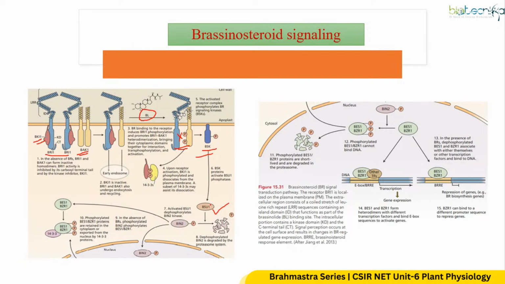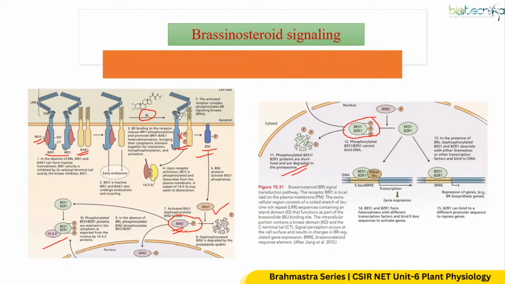This phosphatase, so what is the role of a phosphatase? To remove the phosphate from the target. And who is the target over here? BIN2 protein. So two things you can remember over here. If BIN2 is present in the phosphorylated form, it can enter inside the nucleus and phosphorylate the transcription factors. Upon phosphorylation, the transcription factors can be either degraded in the nucleus or released into the cytoplasm and sequestered over there. So that is when your BIN2 is phosphorylated.